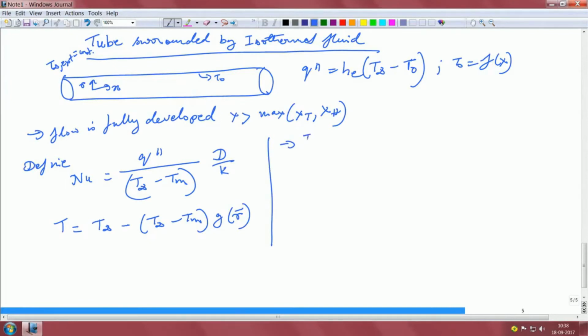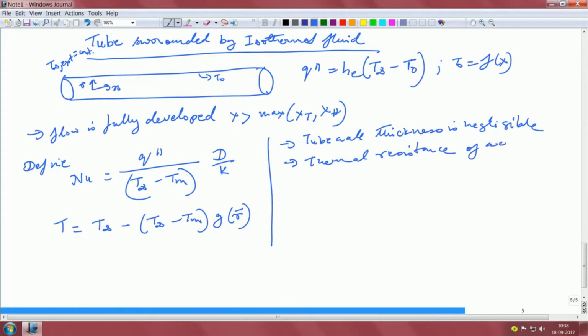In addition, we say that the tube wall thickness is negligible. This avoids the complication that there will be a temperature drop inside the wall, and therefore its thermal resistance is also negligible. There is no thermal resistance of the wall. If it is a thick wall, you have to take the thick wall effect into account, so we are discounting all that.